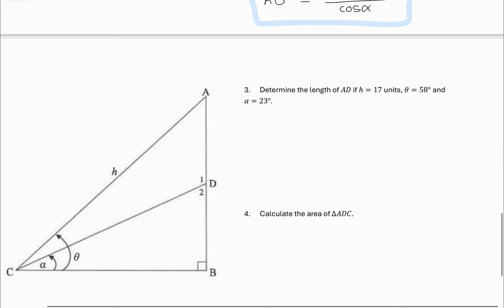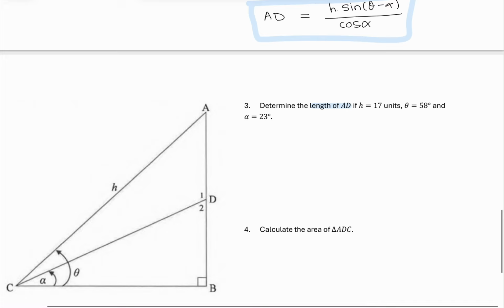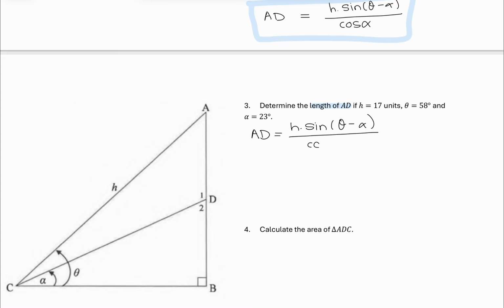All right, for question 3, they now say we need to determine the actual length. Before, we only proved what the length was in terms of variables. So now we need to actually fill it in. We need to determine AD if H is 17 units, theta is 58, and alpha is 23. All that means is you use the formula from above: H multiplied by sine of theta minus alpha, over cos of alpha.